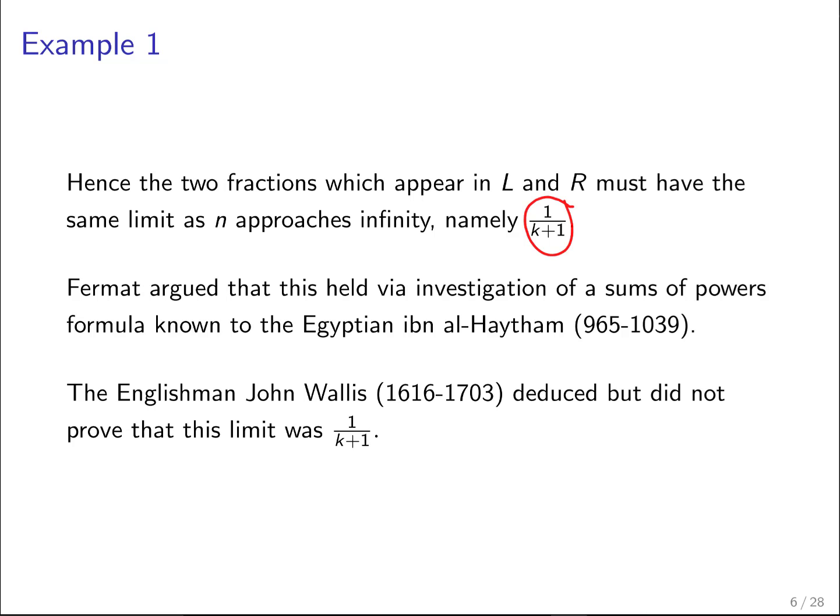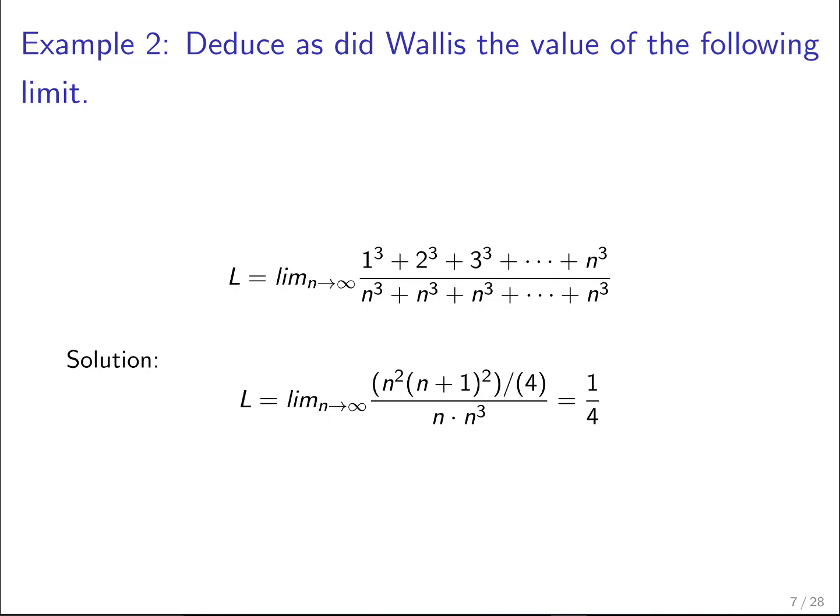Fermat knew this. He wasn't able to prove it, but he held it via investigation using an Egyptian formula by Ibn al-Haytham. And this is not ancient Egypt, but it's still pretty old, and it's impressive that he had this formula. It's impressive Fermat knew it as well. Then the Englishman John Wallis deduced it as well, but he did not prove that the limit was 1 over k plus 1. But we can show something Wallis could do, and this is a special case.